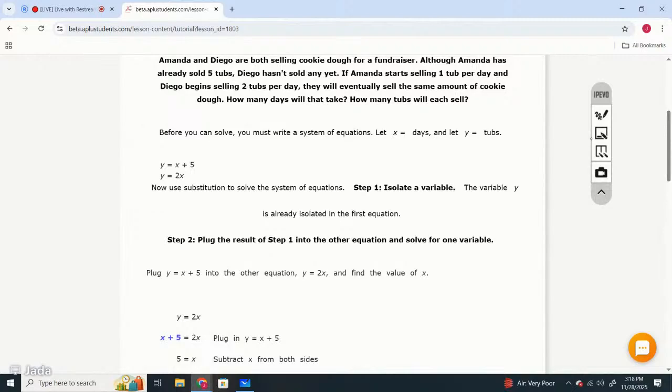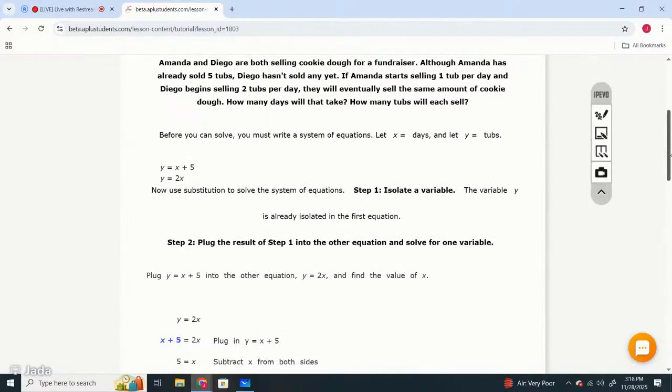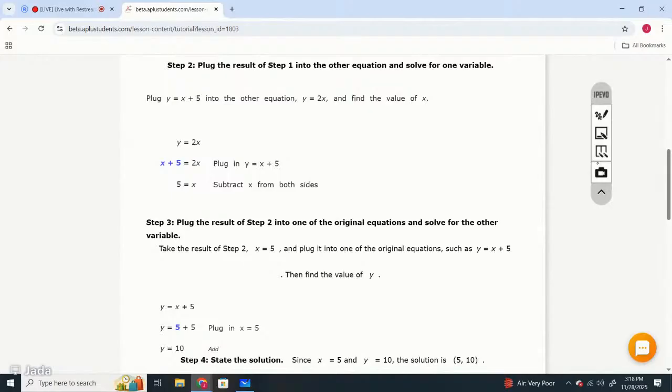So the equations are y equals x plus 5 and y equals 2x, right? So both sides are exactly equal. So x plus 5 is equal to 2x. Solve for x. So the correct option is x equals 5. Now substitute x equals 5 into any of the equations. So y equals 10.